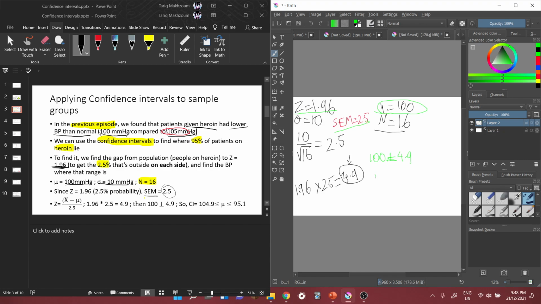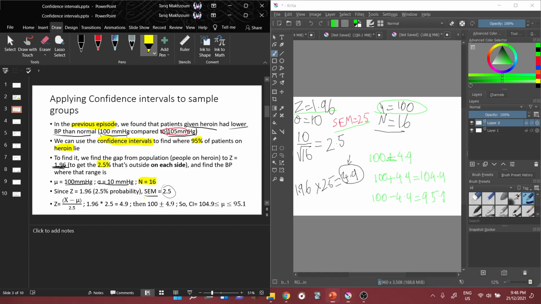But what we're going to do is 100 plus 4.9, and so that's equal to 104.9, and 100 minus 4.9. So that's 95.1. Okay? And so that's our confidence interval over here.